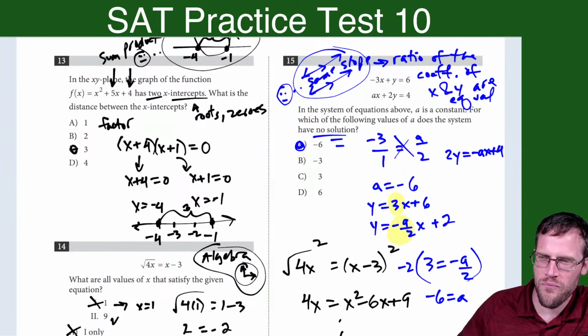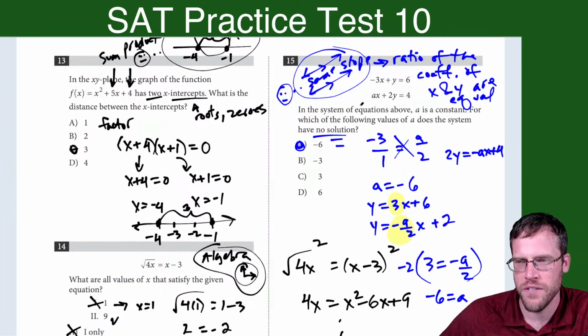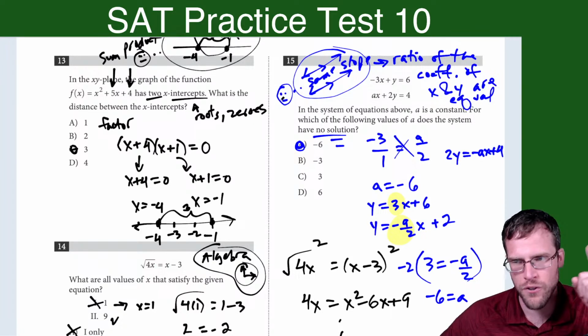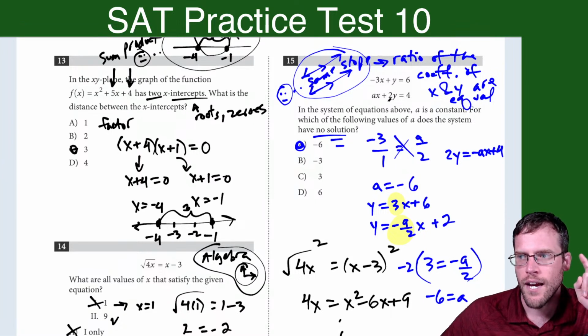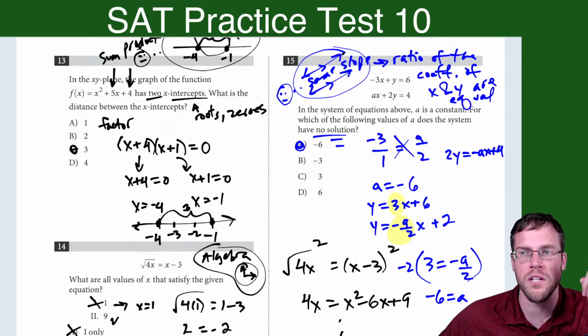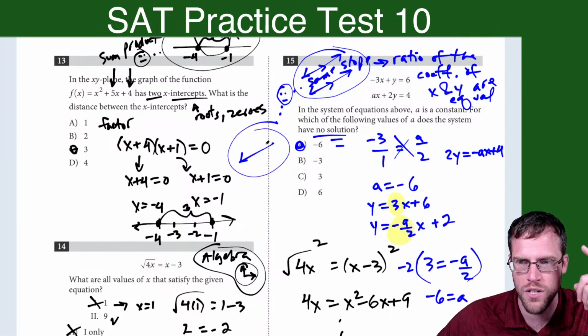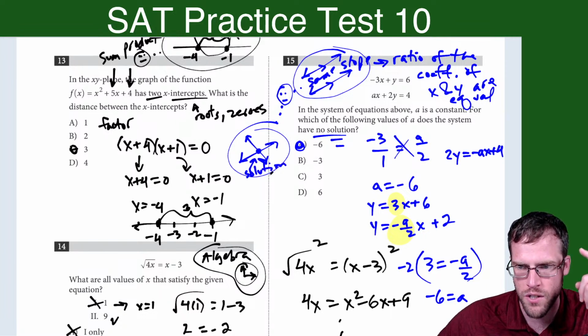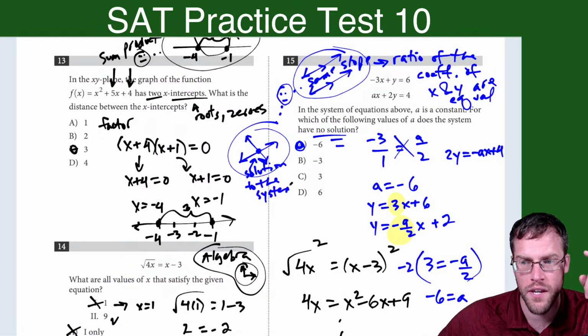So here, the challenge with 15 is you have to know a lot of concepts. You have to know that a system of linear equations is modeling two lines. That's the first concept. And when there's no solution, it means the lines involved will not intersect, because if there was a solution, you'd have two lines intersecting and that represents the solution to the system.